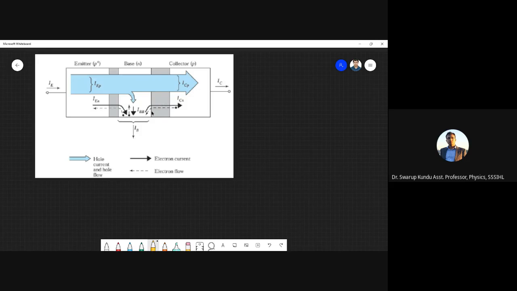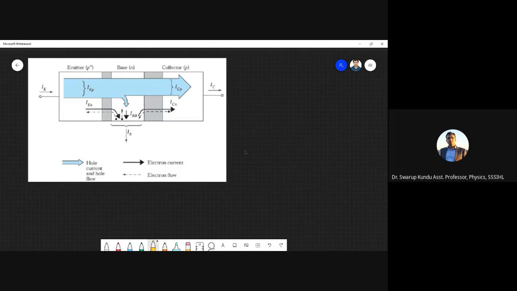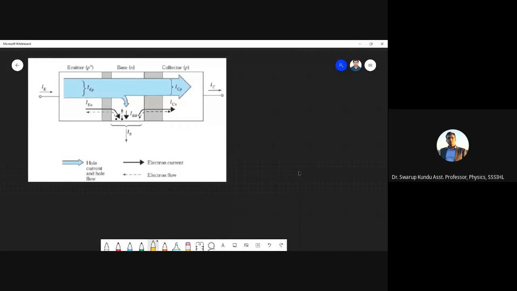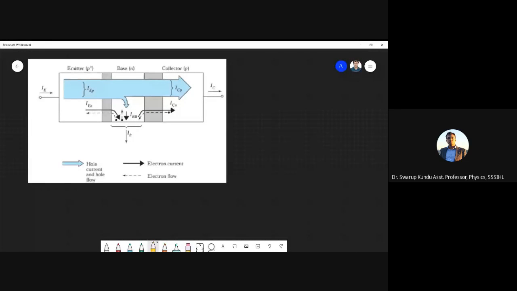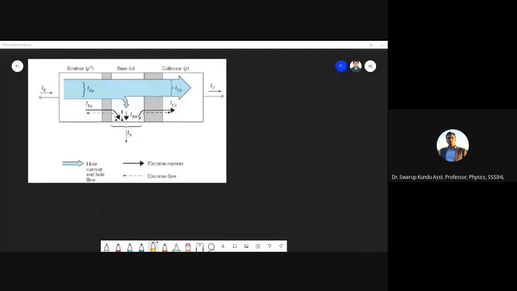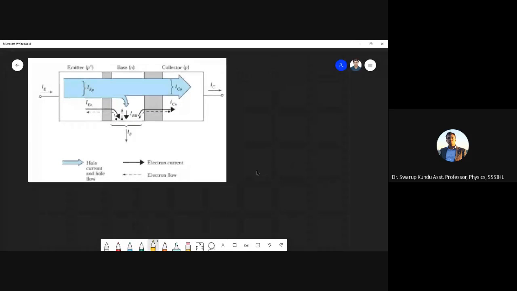Okay. Now let's write down all these equations and try to understand. So we are already at 420, almost. So let's derive it next class. We cannot complete it. If we start, it will take at least 20 to 30 minutes. Let's derive it in the next class.